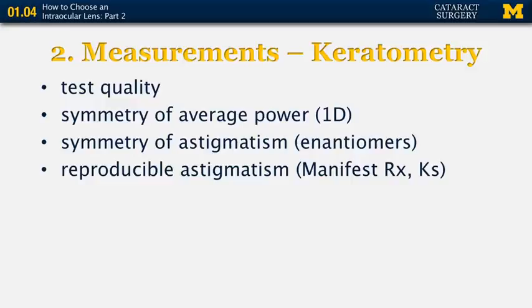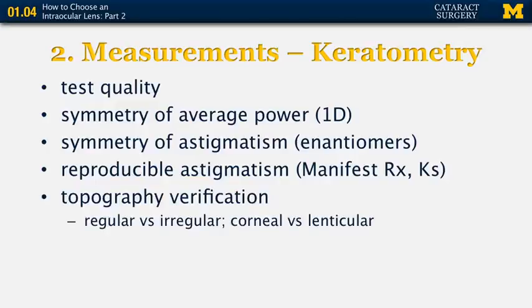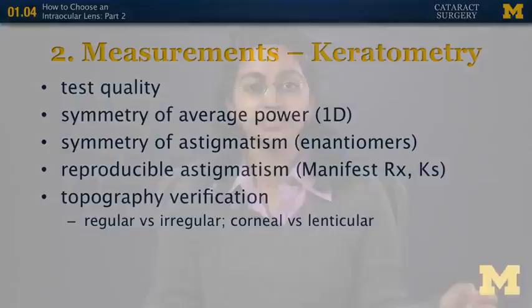You can take your manifest refraction, your K's from your IOL Master, and cross-check that with your topography. In the same vein, you also want to use your topography to guide you for any sort of astigmatism correction to first make sure you don't have any sort of irregular astigmatism, and this can also help parse out whether your astigmatism in your refraction is from a corneal or lenticular etiology.